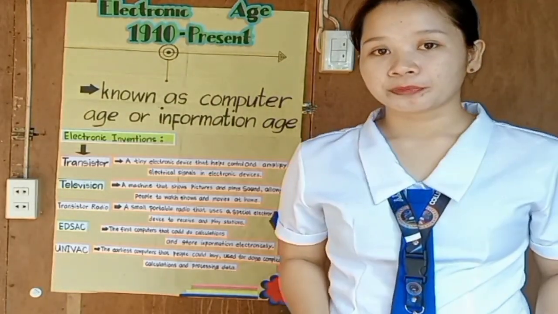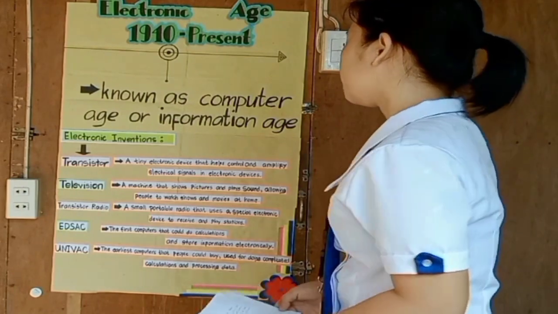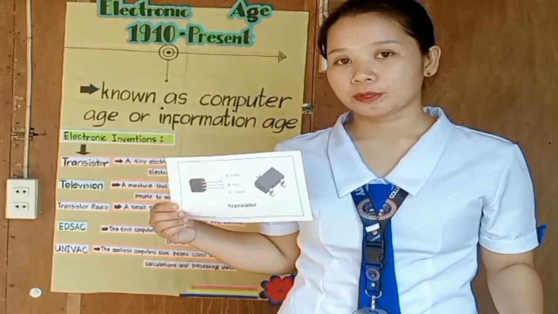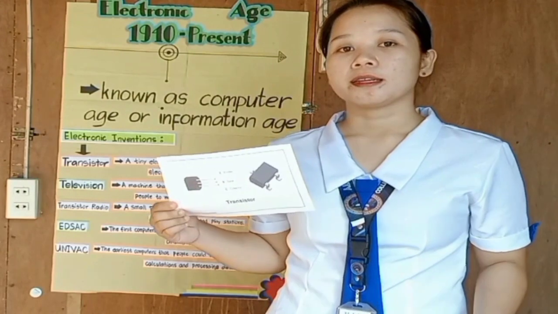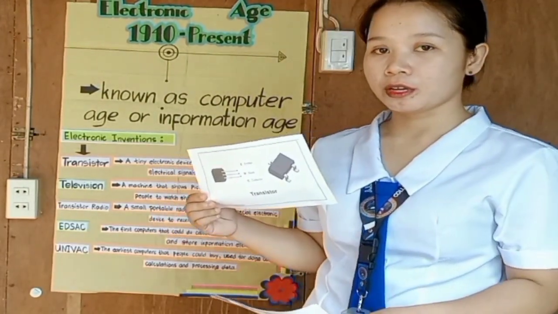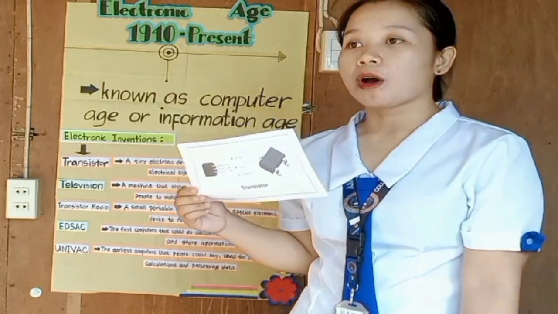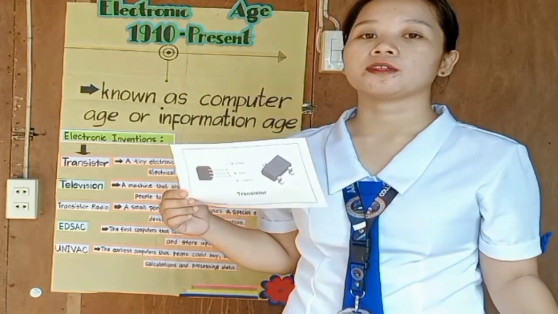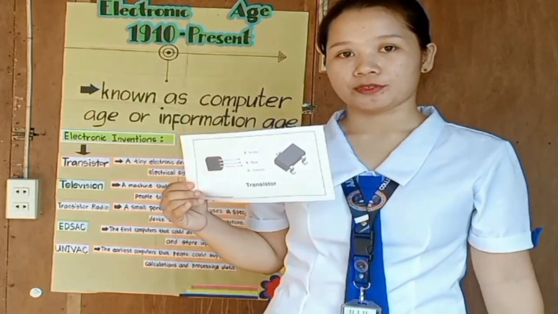First is the transistor. A transistor is a tiny electronic device that helps control and amplify electrical signals in electronic devices. So here's the image of the transistor. Transistors act like a switch or an amplifier in electric circuits, and they're crucial building blocks of modern technologies. A transistor can control the flow of electric current, allowing it to amplify signals or act as an on or off switch in electronic devices like radios, computers, and televisions.